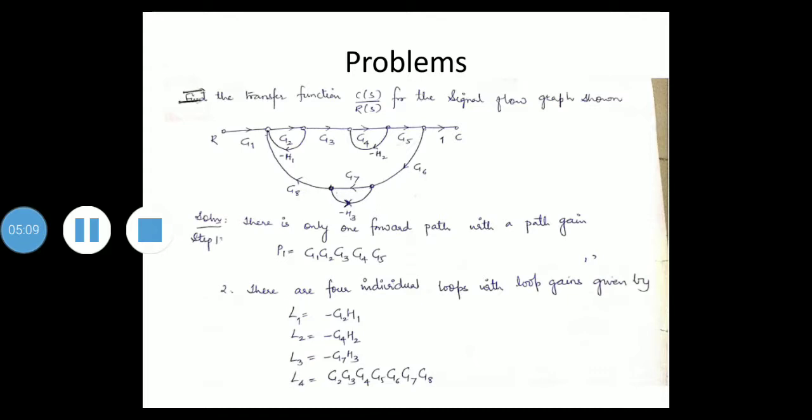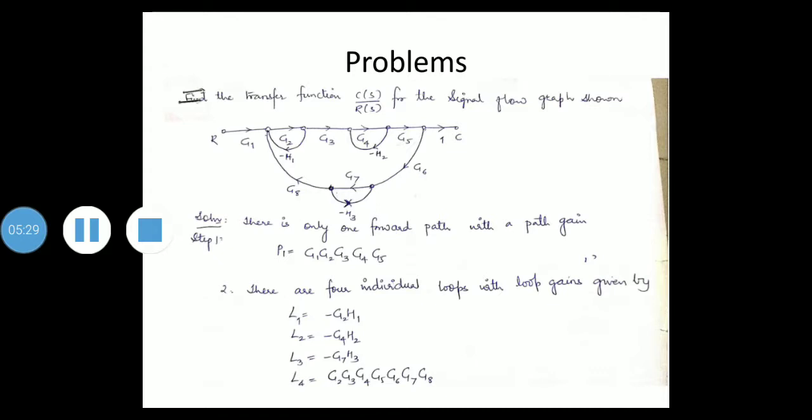Find the transfer function C(s) by R(s) for the signal flow graph shown. Okay, this is a signal flow graph. We have to find C(s) by R(s). We'll write the first step as the solution.